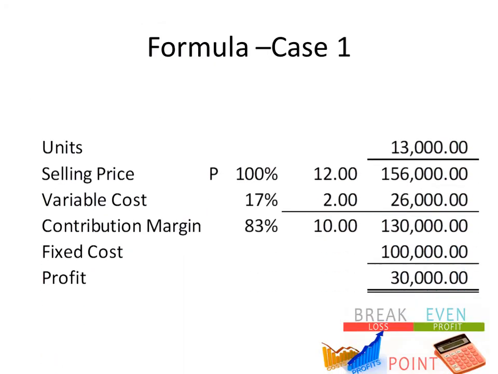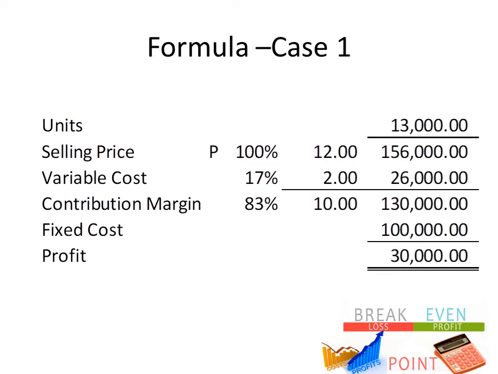So let's try. We start with the profit of 30,000 because that's the profit that we want. And then we know that fixed cost was 100,000. So 30,000 plus 100,000 would be 130,000 contribution margin. 130,000 divided by 10 will now give us 13,000. So we check: 13,000 times 12 is 156,000. 13,000 times 2 is 26,000. When we deduct 26,000 from 156,000, that's 130,000. And 130,000 less 100,000 gives us a profit of 30,000.